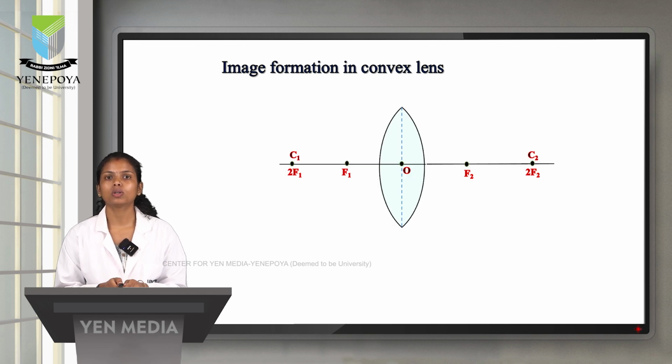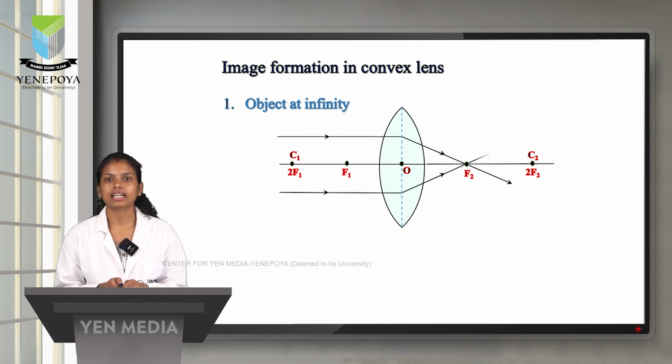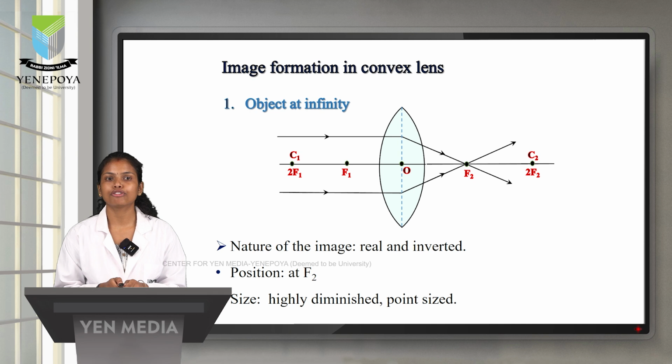Here we look into the formation of image for different positions of the object. The first case is object at infinity. When the object is very far away from the lens, the light rays coming from the object intersect at a point F2, that is the principal focus of the lens, where a real, inverted, highly diminished, point-sized image of the object is formed.